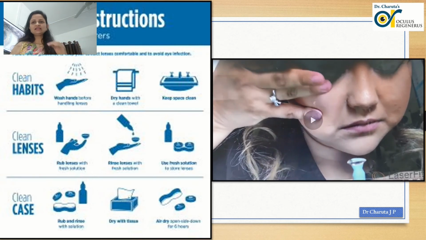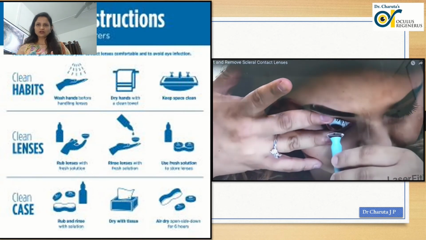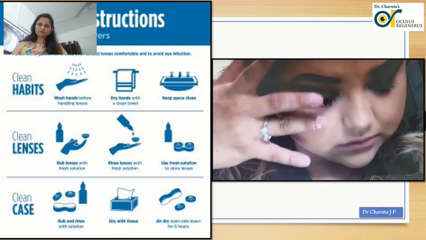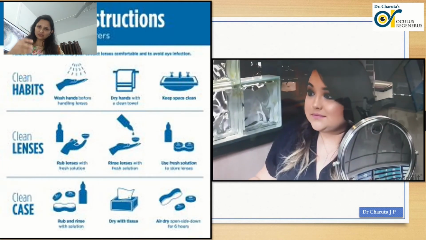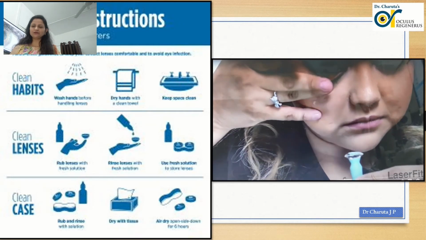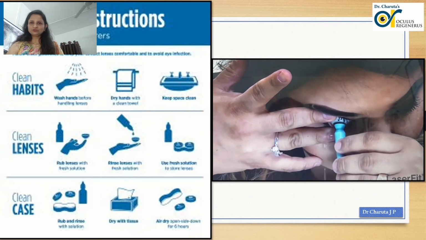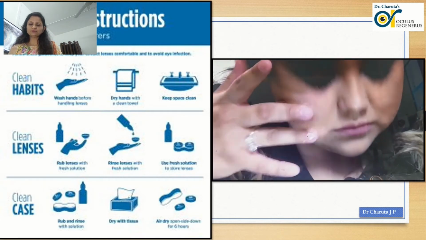And the last thing is the clean case. The contact lens itself is within a case, and that case can get dirty, like there can be dust falling in it. So you keep it clean. Use some clean, fresh tissues. Air dry the case after you wash it. So these are some routine measures.